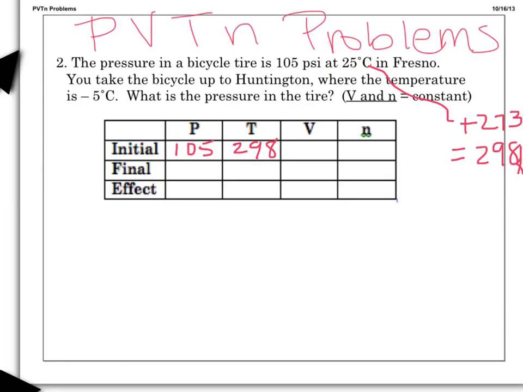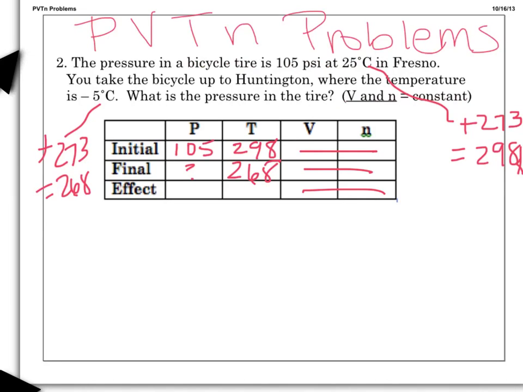Okay, if we keep going, we see that it says you take the bicycle up to Huntington where the temperature is -5. Again, add 273, and this time we get 268 Kelvin. So that means that the final temp is 268 Kelvin. Now, it wants to know what is the pressure in the tire, so that's our question mark here. It also tells us that V and N are constant. So if V and N are constant, that means that we can actually just cross them out.